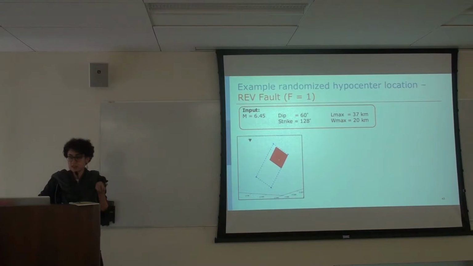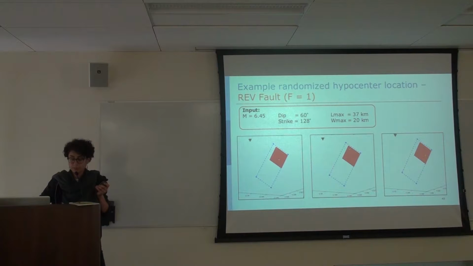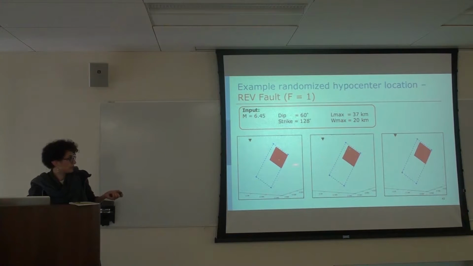So these are some examples of randomized hypocenter locations for 3 scenarios. In this case, I'm taking the same fault rupture plane, the red rectangle, and these green stars are 3 different locations of hypocenters that are consistent with the Mayssa et al. model, and that are consistent with this input.